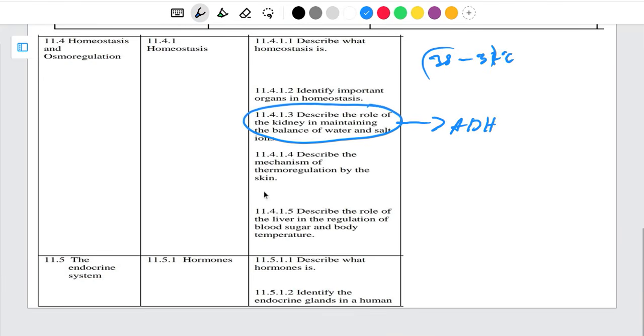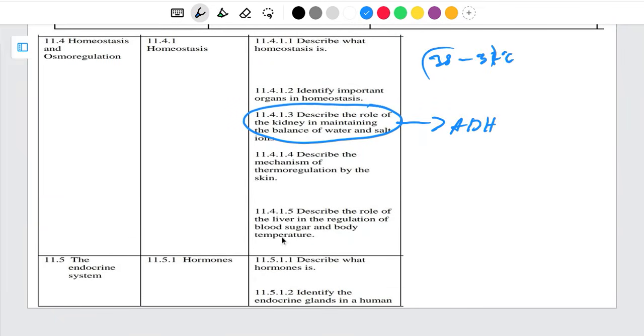So here, let me just bring you back. So here you have to describe the mechanism of thermoregulation by the skin when it is cold, when it is hot. How does the skin respond in terms of the blood vessels? Are they going to vasoconstrict or vasodilate? In terms of the hair follicles, are they going to stand or are they going to relax? Okay, or dilate.